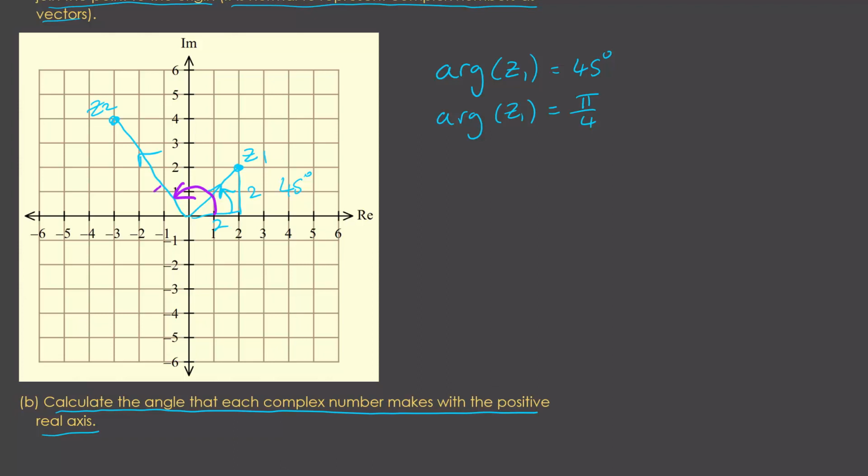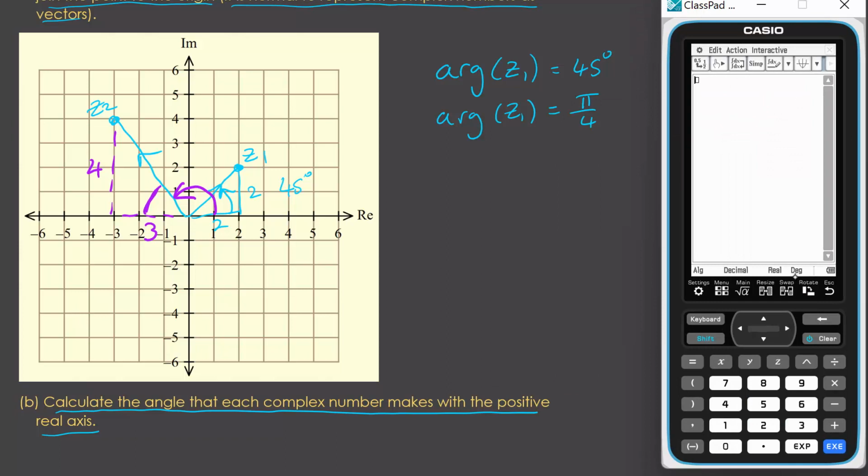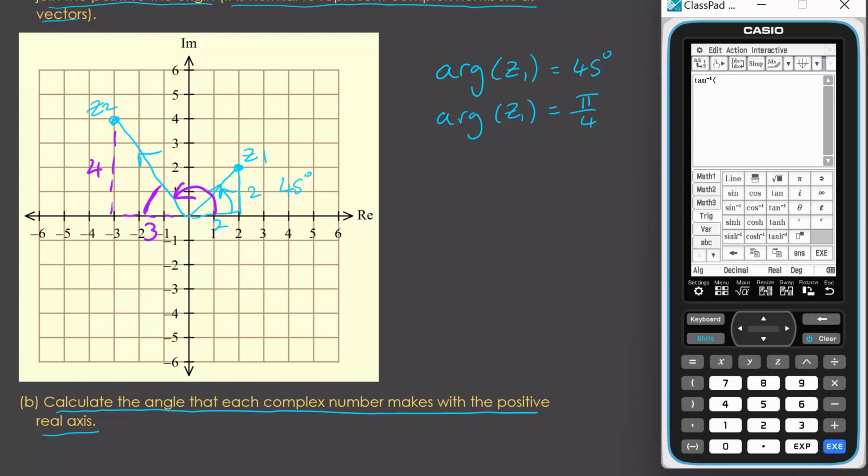Now, it's relatively straightforward to work out this angle. We know that this triangle is 3 and 4. So, let's start in degrees, and we know that that angle there would be the inverse tangent of the opposite, which is 4, over the adjacent, which is 3. And so that would be 53.13 degrees.